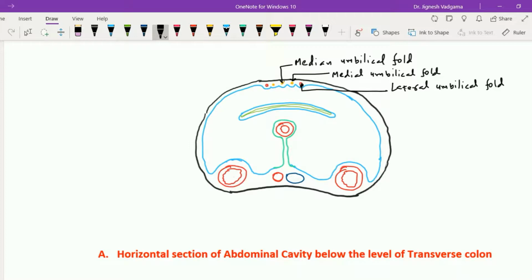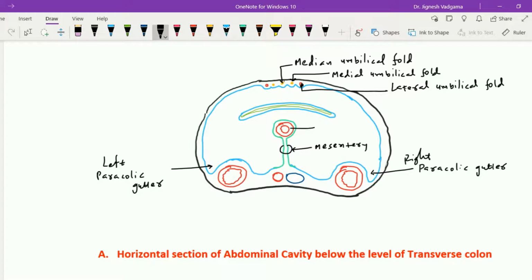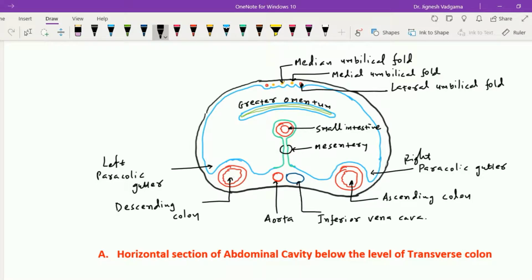This parietal peritoneum is going to form on each side the paracolic gutter, the visceral peritoneum which is going to suspend the small intestine, and this is called the mesentery. Just in front of the small intestine we find the greater omentum.